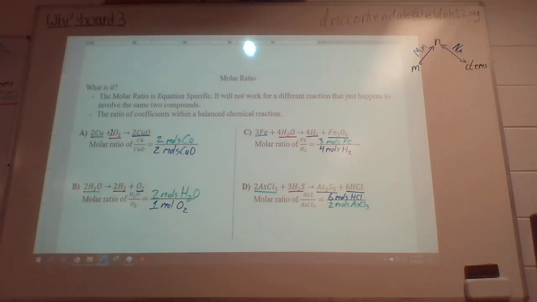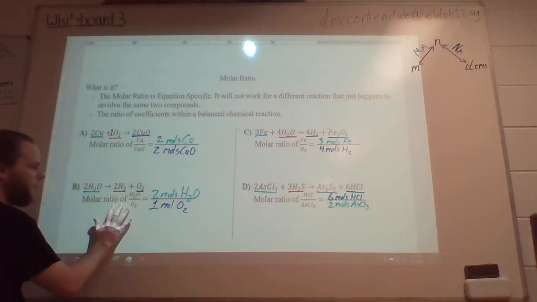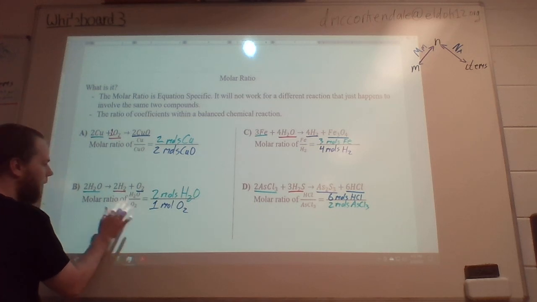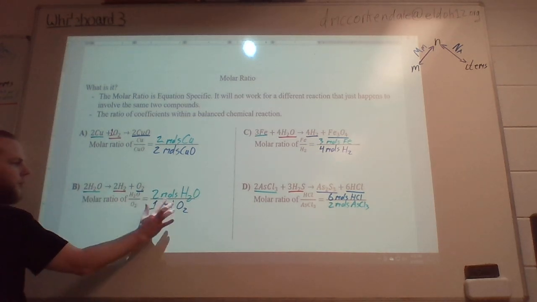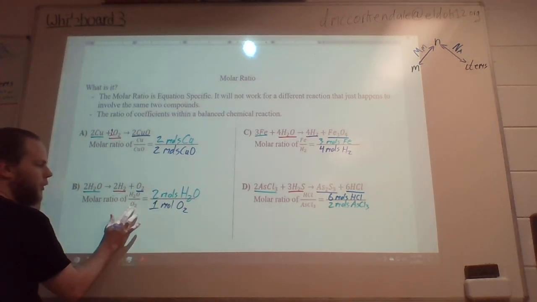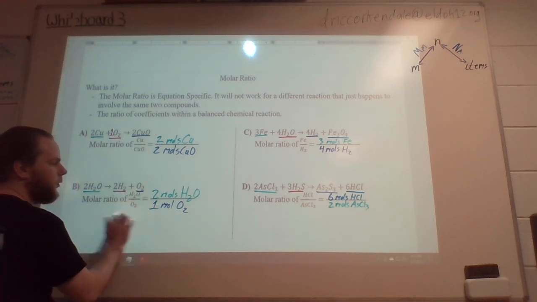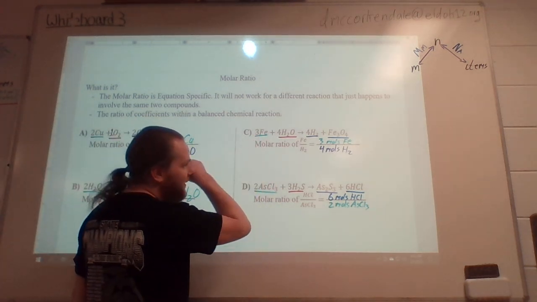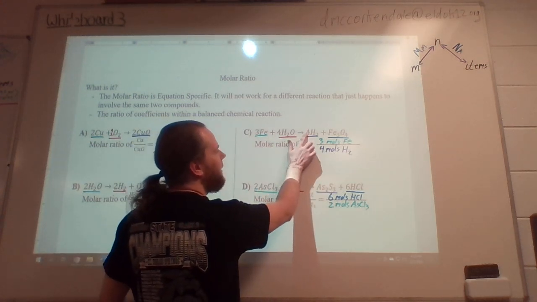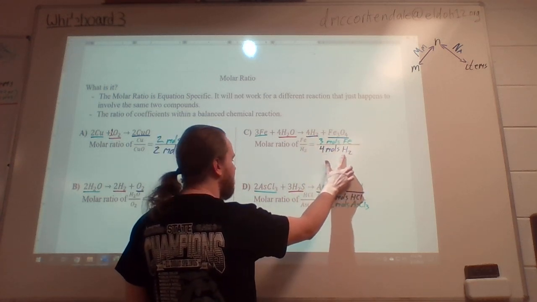All right, and hopefully you got these worked out. So for the first one here, for B, it asks for the molar ratio of H2O to O2. So H2O is going to be 2, because it's a 2 here, moles of H2O. Then O2 on the bottom, there is no coefficient, so this is a 1, so 1 mole of O2. For C, we're after iron metal to hydrogen gas. Iron metal has a 3, hydrogen gas has a 4, so 3 moles Fe to 4 moles of hydrogen gas.